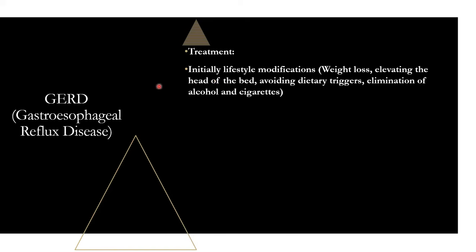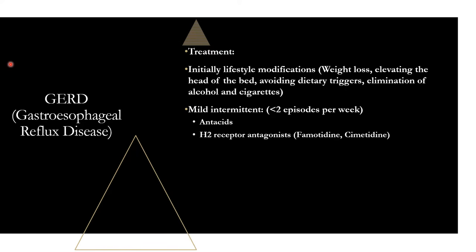So initially, lifestyle modifications. In real life, though, most patients that come in with these symptoms aren't going to want you to tell them lose some weight, stop smoking. Most patients want medication. So initially, most of the time, in a mild intermittent patient that has less than 2 episodes per week, you're going to try either antacids or H2 receptor antagonists. So that's going to be famotidine, cimetidine.